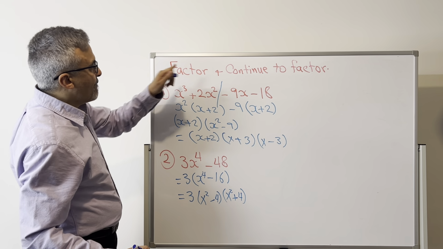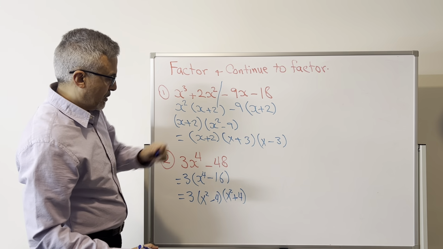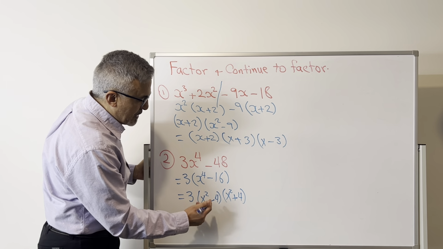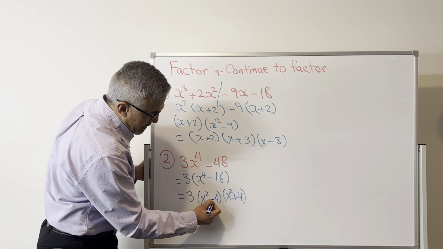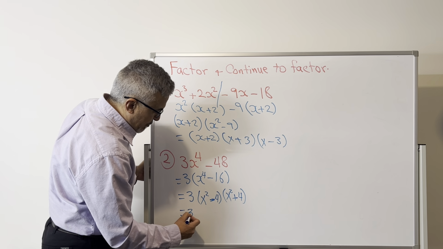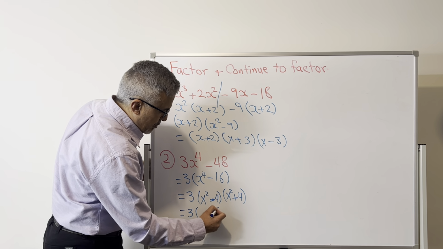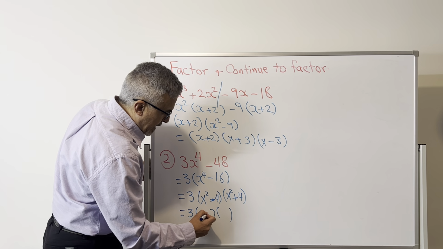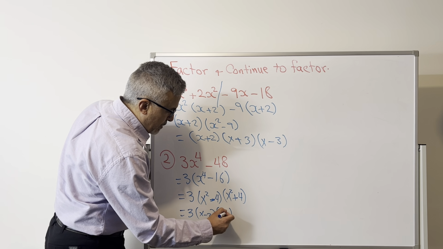Again, factor and continue to factor. This here, we still have to factor because that's still the difference of squares. So therefore, this will give me 3 times, and this will factor into x minus 2, x plus 2.